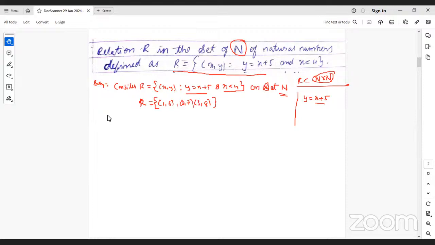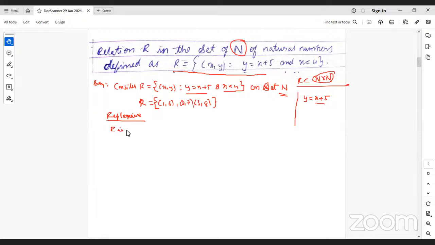Again, one by one we need to discuss the conditions. First we need to discuss the reflexive case. For reflexivity, see, the same definition, same steps we can write.